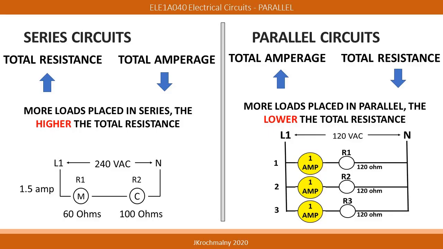In series circuits, the more loads placed in series, the lower the amperage flow due to the higher total resistance. In parallel circuits, the more loads placed in parallel, the higher the amperage flow due to the lower total resistance.